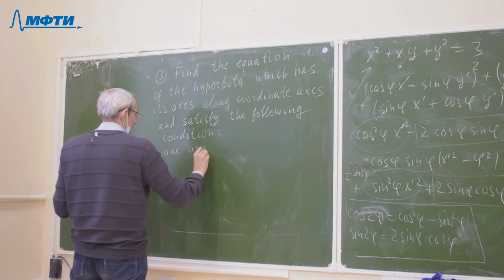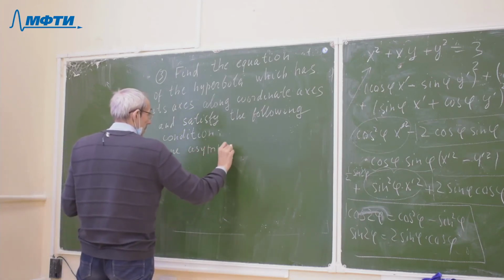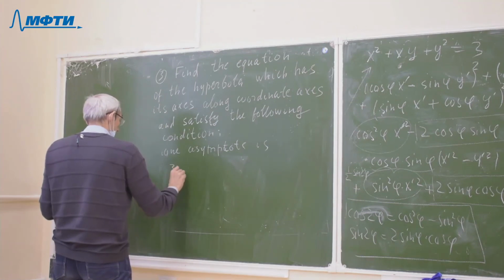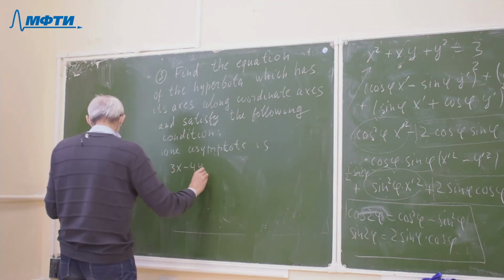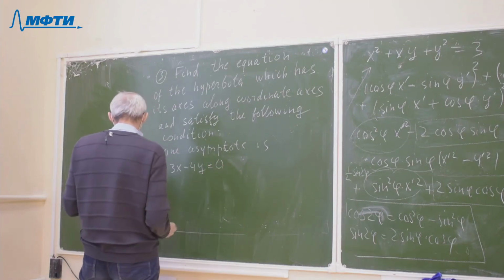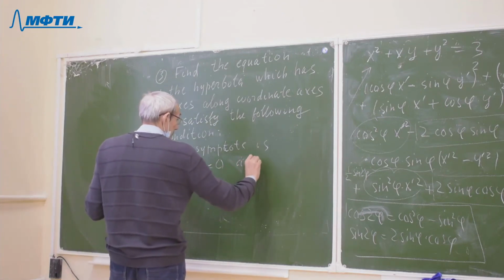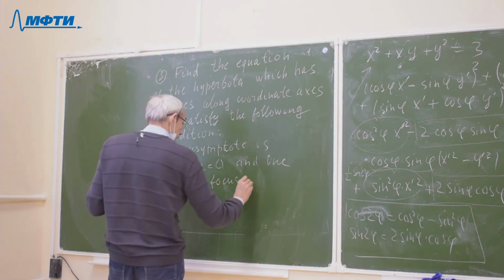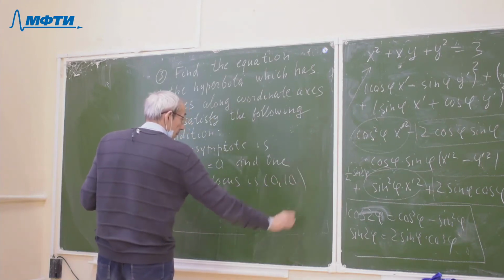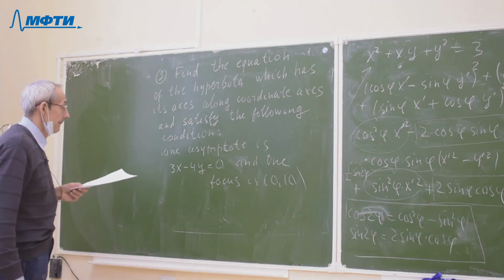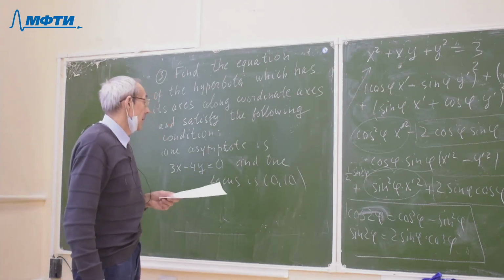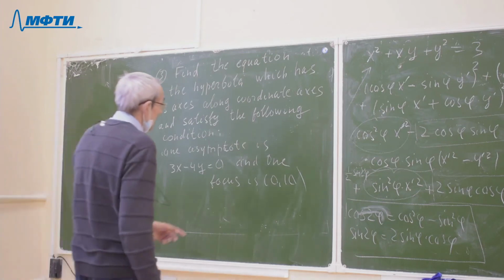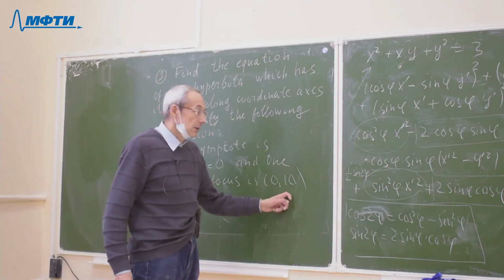One asymptote is 3x minus 4y equals 0, and one focus is (0, 10).